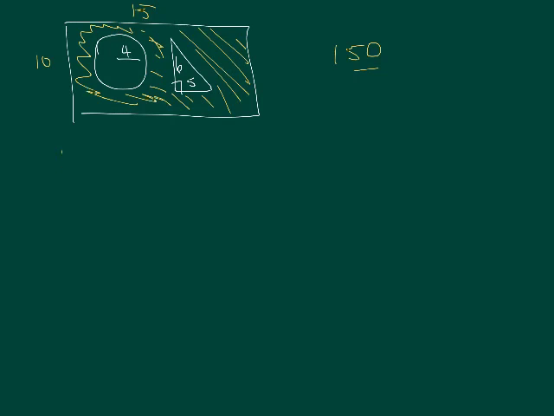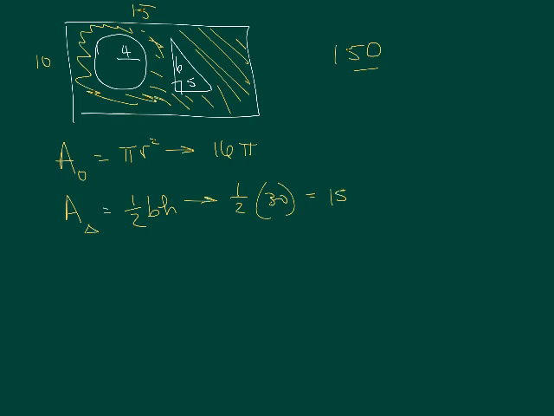So what we're going to do is we're going to find the area of the circle. And that is pi r squared. So that is going to be 16 pi. And then they're going to ask us to find the area of the triangle. And that is 1/2 base times h. Or 1/2, the base is 5, the height is 6, so that's 30, and so that equals 15. So we're going to take 150, which is the area of the entire rectangle, we're going to subtract 16 pi, and we're going to subtract 15, and get our answer of 84.76.